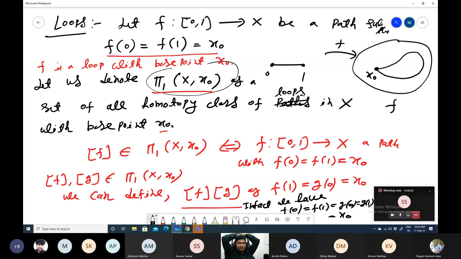So that means whenever we take an element of pi 1 x, it is not a path actually, it is a class of paths, that means a class of loops you can say. That means f is a path, right, with the common endpoint, that is f0 and f1 both are same, so it is a loop actually. And we are taking that class of f. Elements of this pi 1 x comma x0 are not paths, they are classes of paths. Okay.